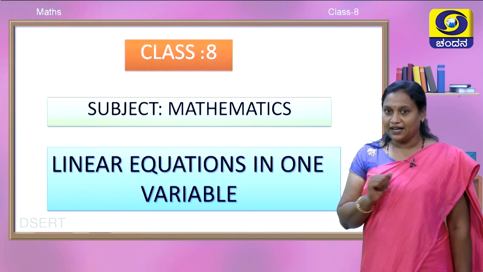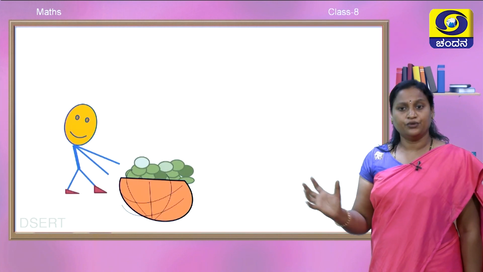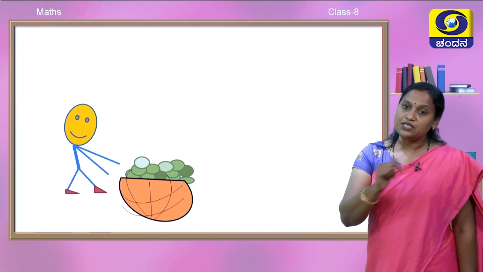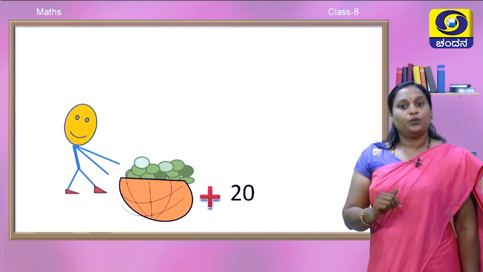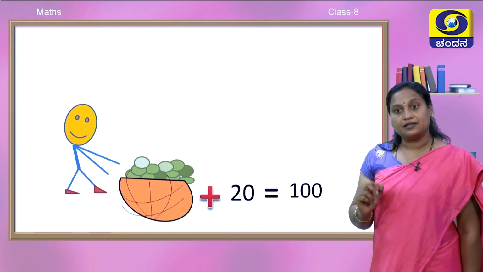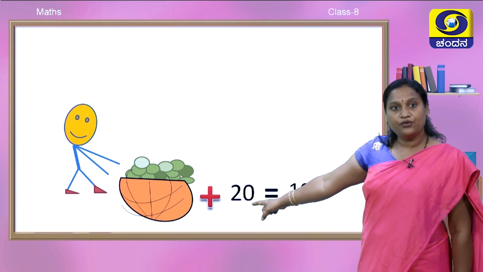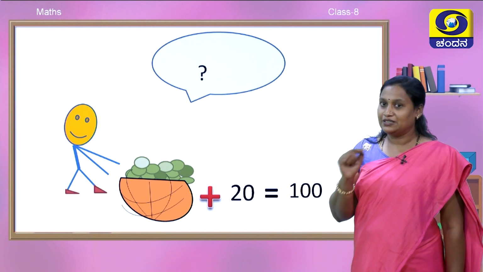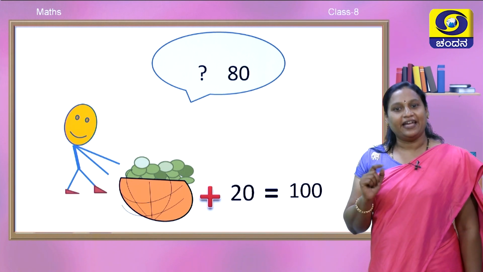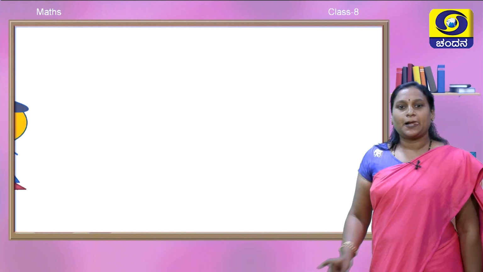Okay, shall we start? Here is a boy, Raju. He has some fruits in a basket and he is posing a question for you. If you add 20 more fruits to it, the sum will be 100. That is his question. Now, what he is asking you is, what is the number of fruits in this basket? You're all thinking, right? Yes, of course. It should be 80 so that the sum will be 100, right?